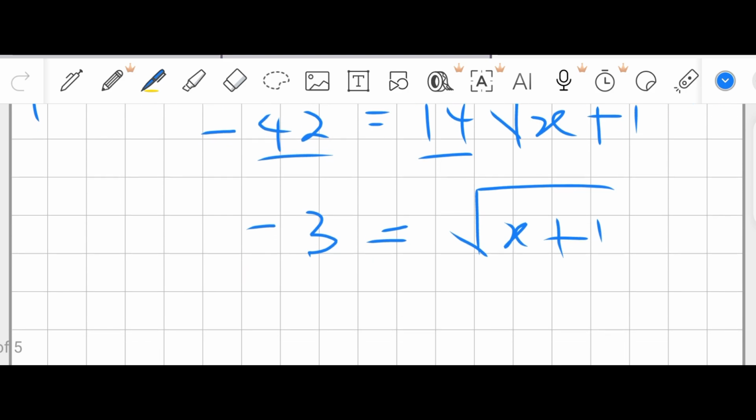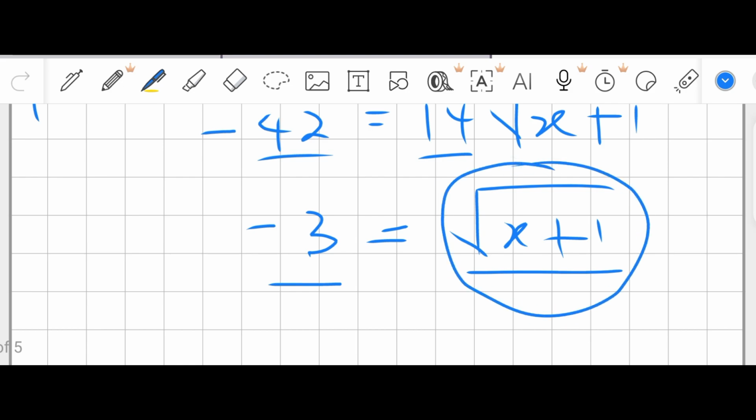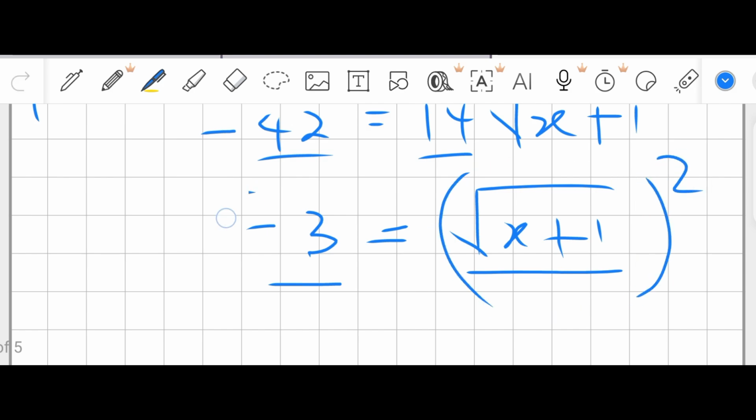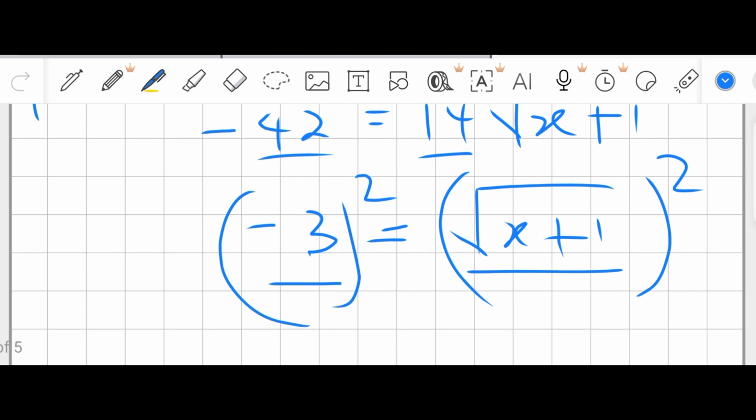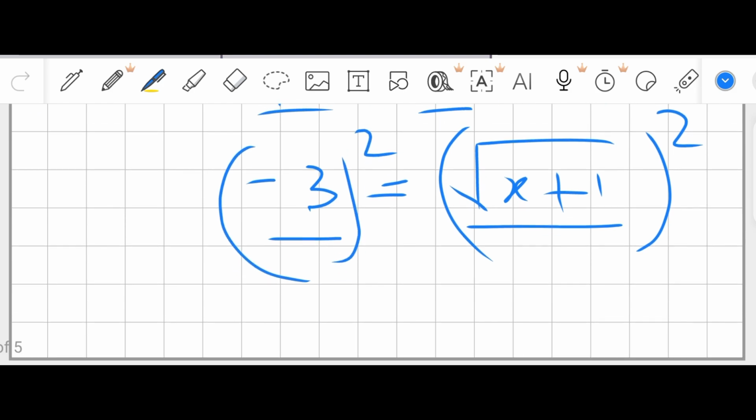Now, remember, we are left with negative 3 and then root x plus 1. To be able to nullify the radical sign on the right hand side, the best thing we can do is decide to square both sides. So when we square both sides, negative 3 squared, and then the right hand side squared, you'll be left with 9 on the left hand side, and our right hand side is going to be left with x plus 1.